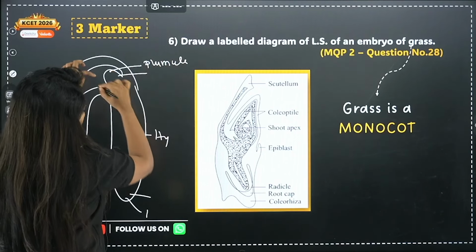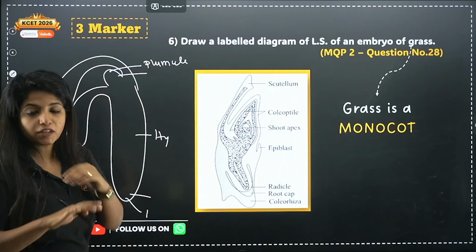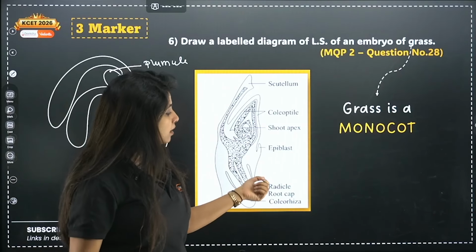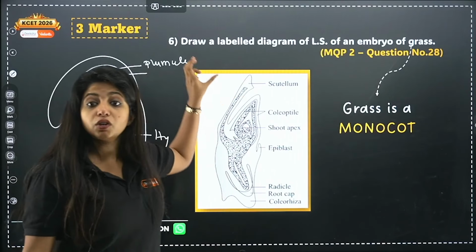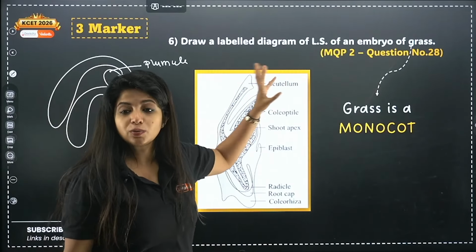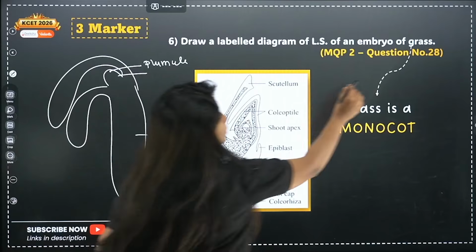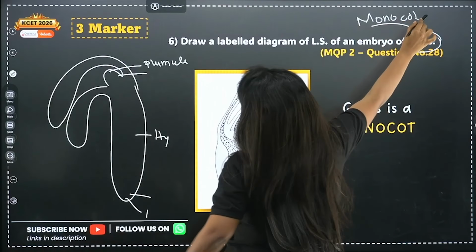Remember, over here, covering the plumule, you have coleoptile. Covering the root cap, you have what? Coleorhiza. So that is the only difference. Coleorhiza has an R, radicle also has an R, coleoptile has a P, plumule also has a P. Over here, the cotyledon's name is also given since it is only one. It is known as scutellum. Always remember, this is the embryo of a grass, and grass is a monocot.